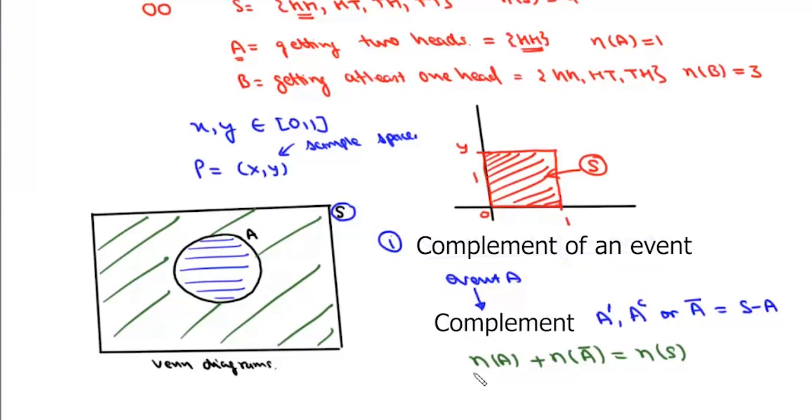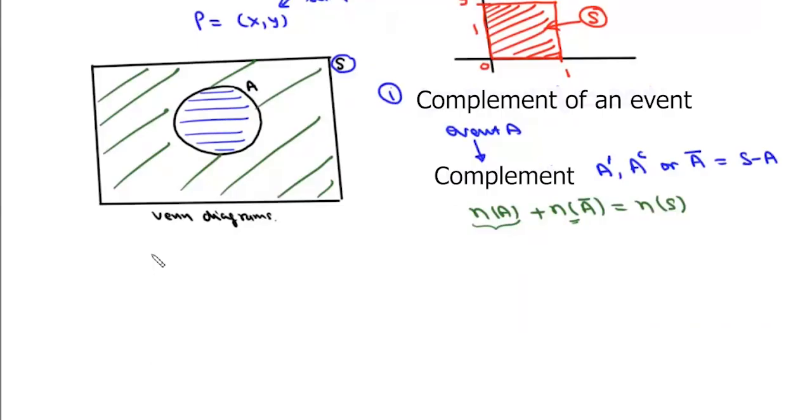At times you'll find that in some cases finding the number of elements in A is a little complicated, and it may be possible that finding the number of elements in its complementary set is easy. In such cases, we'll find the number of elements in A using its complement and the number of elements in the sample space.